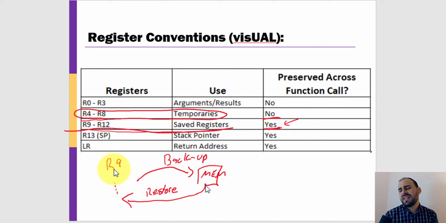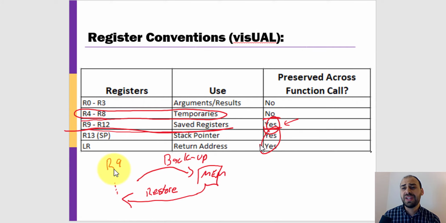You can think of it like borrowing money from a friend. You can take that $100 and use it however you want, but when you're all said and done, you need to get that $100 back and return it to the friend. This way, the friend doesn't necessarily care; they're getting their money back. You just borrowed it for a period of time. That's the same idea with any of these registers that are preserved across a function call.